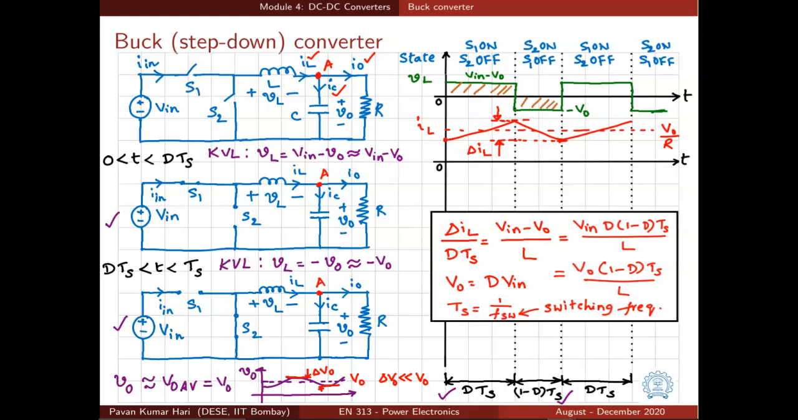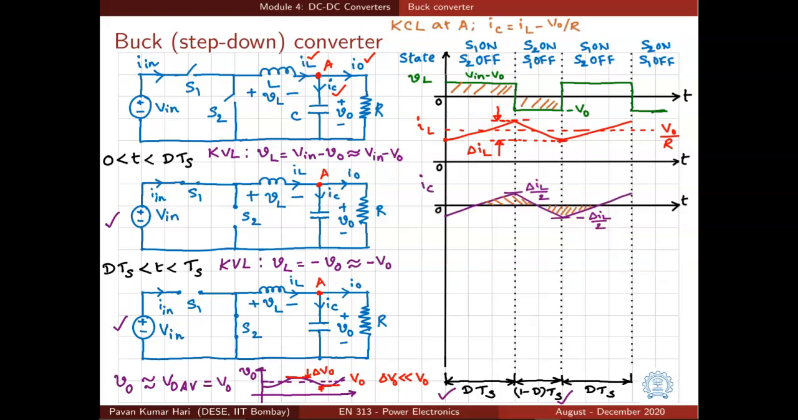Here an interesting point to note is, as switching frequency increases, the value of inductance decreases for a given peak to peak ripple. So you can get the same peak to peak ripple with a smaller inductance if you increase the switching frequency. But the switching frequency is again limited by the device properties. Some switches can switch very fast, whereas the others cannot.